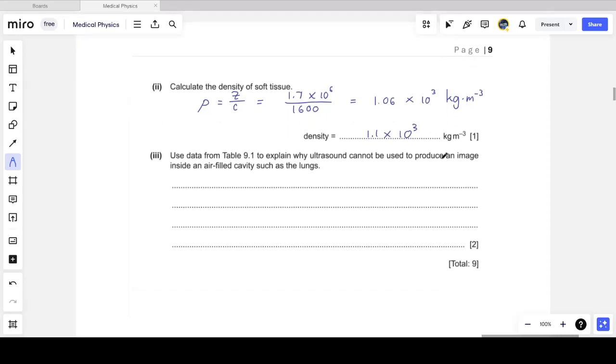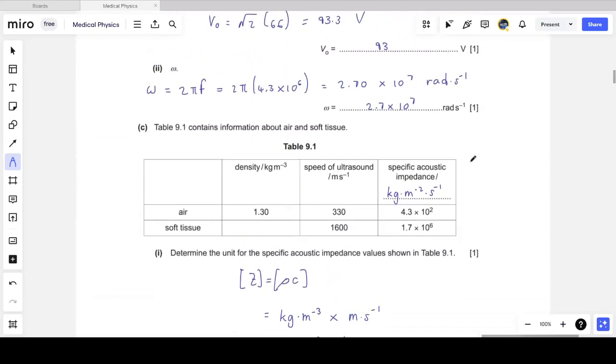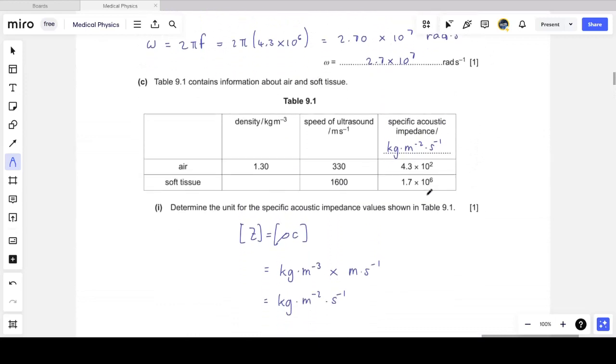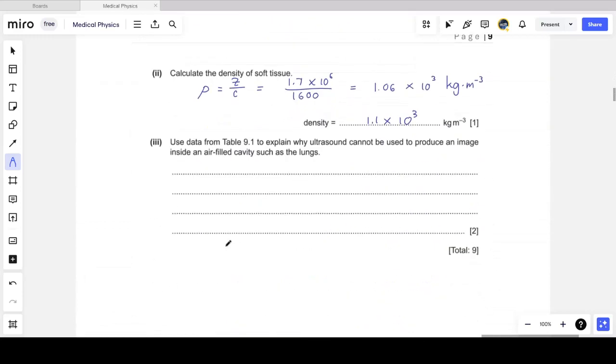Now we're then told to use data from table 9.1 to explain why ultrasound cannot be used to produce an image inside an air-filled cavity such as the lungs. Now, why can't we use ultrasound to image inside the lungs? Well, the big difference here that we can see is that the acoustic impedances are very much different. They're not at all equal. There's a very big difference in the acoustic impedances. If we take one and divide it by the other, we have a difference on the order of 10 to the power 3 or 10 to the power 4. So that's a huge difference in the acoustic impedances.